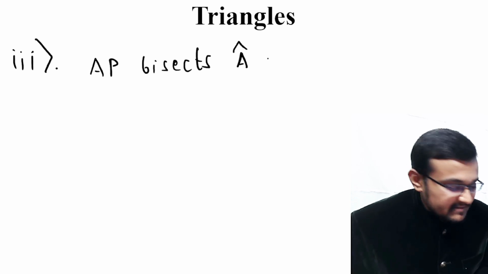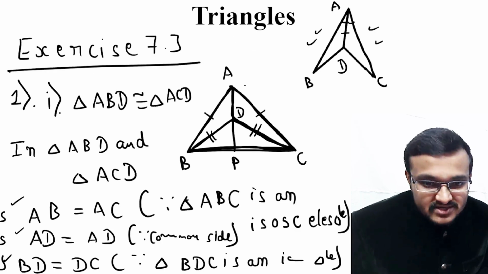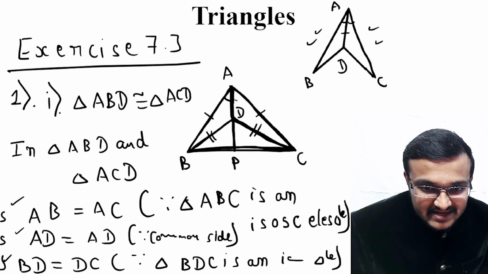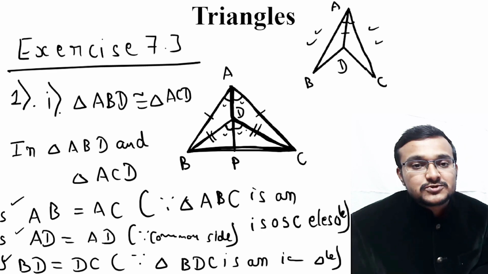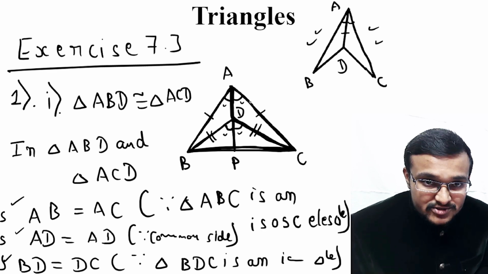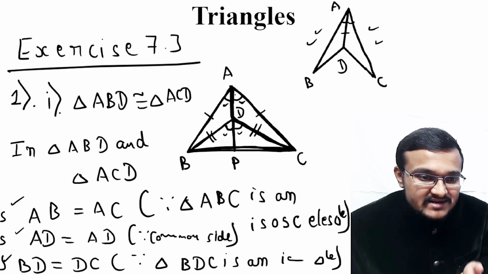So here you have to prove AP bisects angle A as well as angle D. So that means here you have this particular AP line, and you have to prove that it bisects this particular angle and also this particular angle. So this angle and this angle should be equal to each other, and this angle and this angle should be equal to each other. In order to prove this, we have already proved that triangle ABD is congruent with triangle ACD.